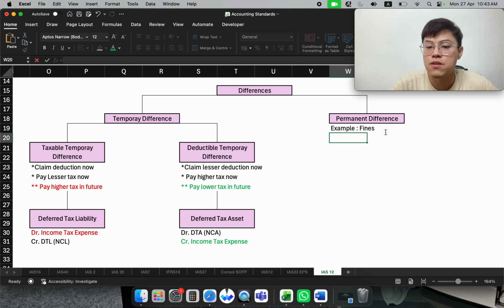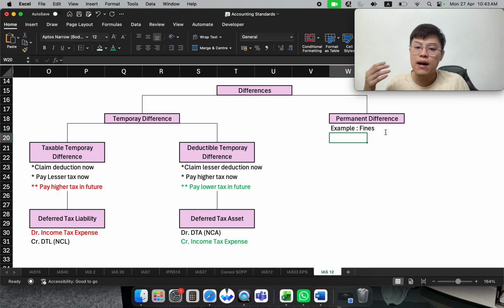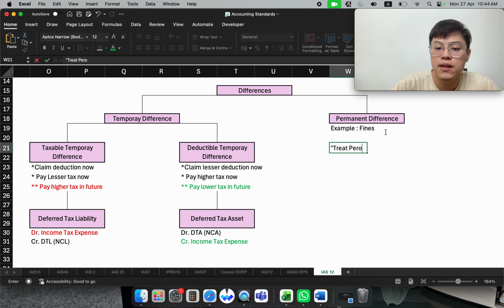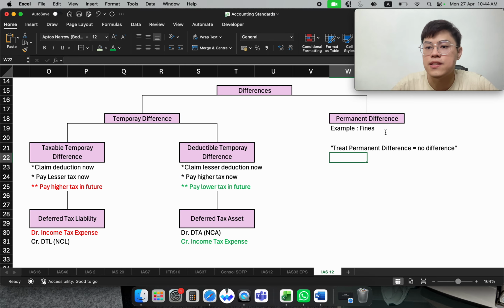Fines. These fines, you are not going to get any deductions from a tax perspective, forever. So in this case, we will always treat permanent difference as equal to no difference. Meaning to say, we will ignore this difference.